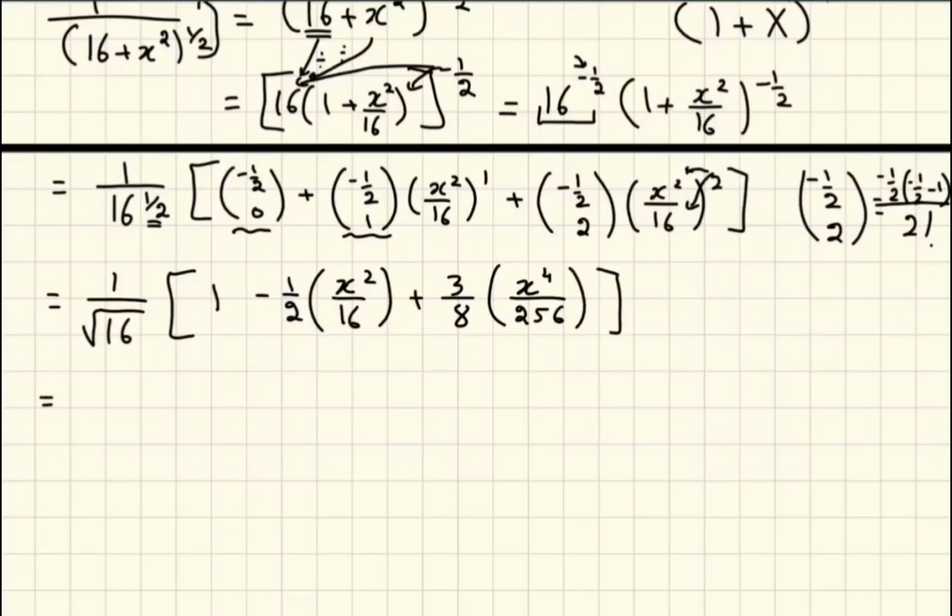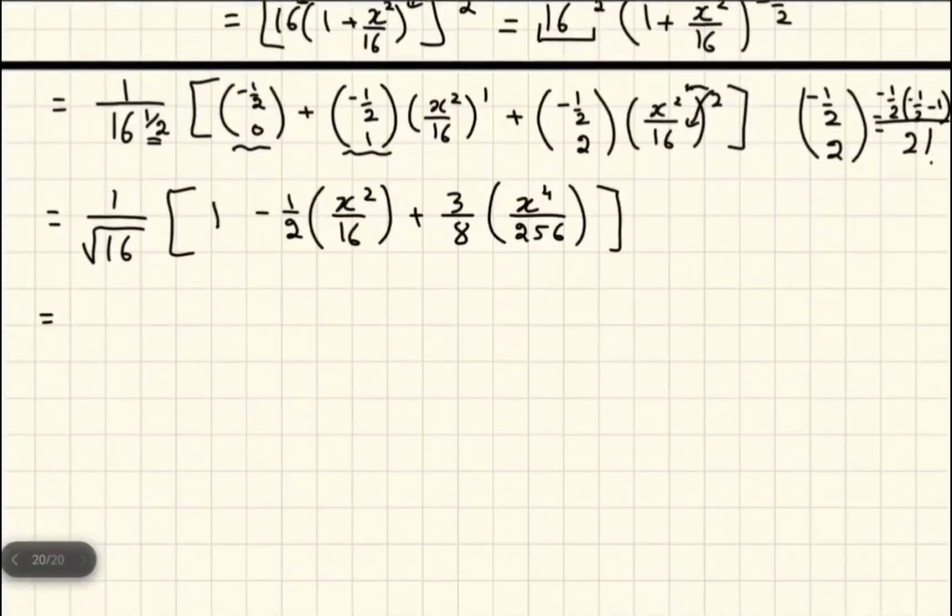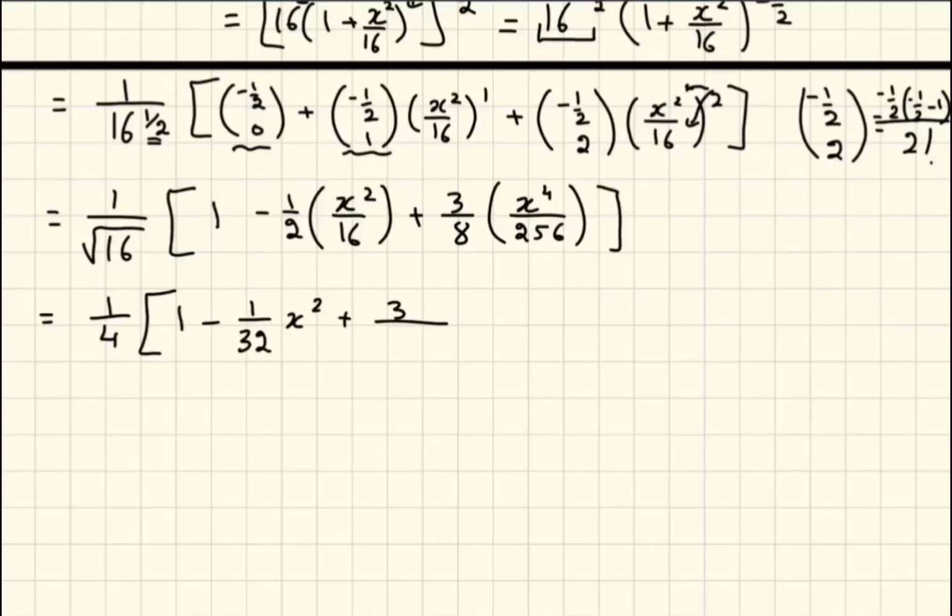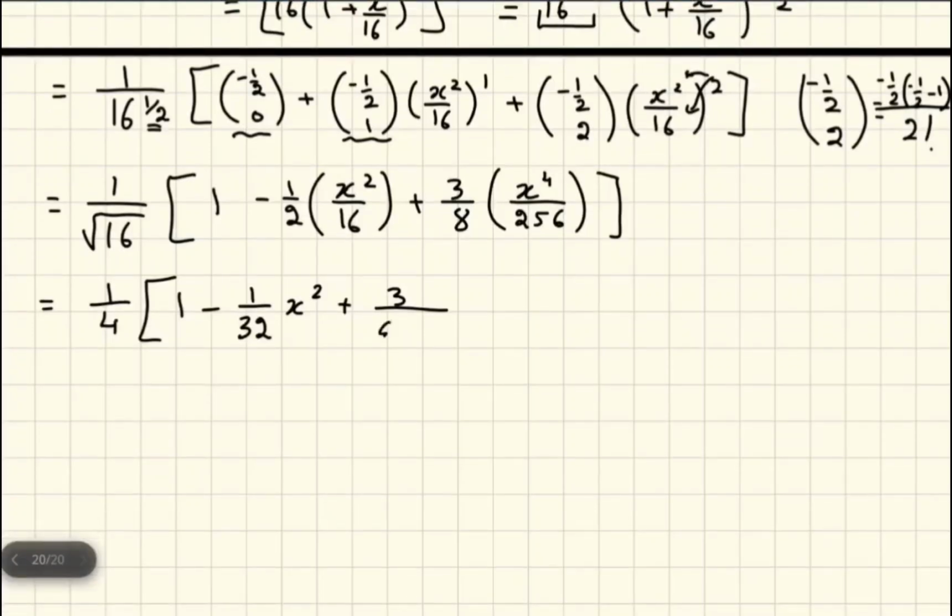Equals, my last step is to simplify, and then I will distribute. So this becomes 1 over 32 x squared plus 3 over, we multiply now 8 by 256 and we get 2048 x exponent 4. Is this my final answer?